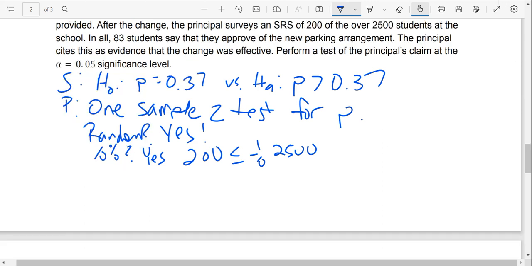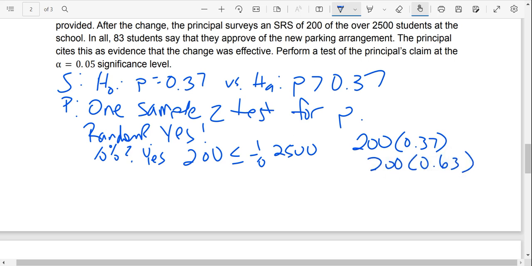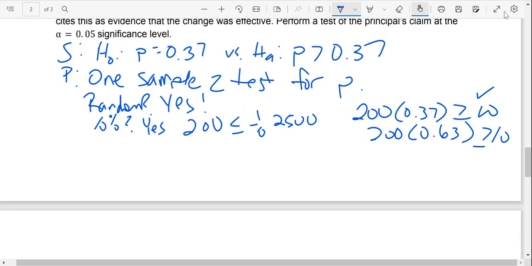Now I gotta check large counts. 200 times 0.37 and 200 times 0.63. They're all greater than or equal to 10. So large counts. Good. Now we can do our third step, which is do.